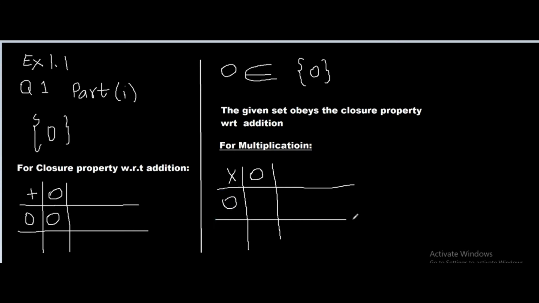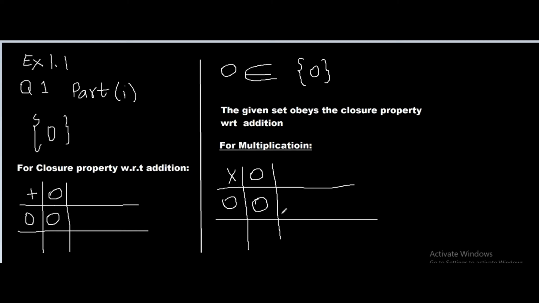Since this was 0, and this is the box where you will be writing the output. What is the output? 0 cross 0. What is 0 cross 0, or 0 multiplied by 0? This is equal to 0. So you will write this 0 at this place.